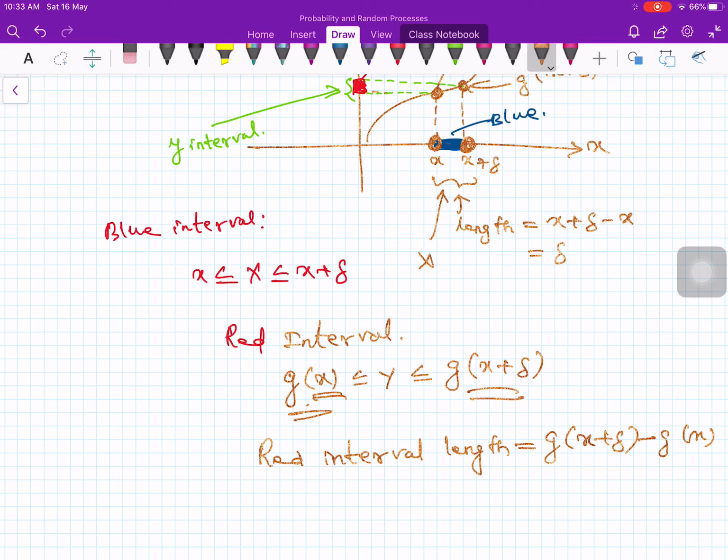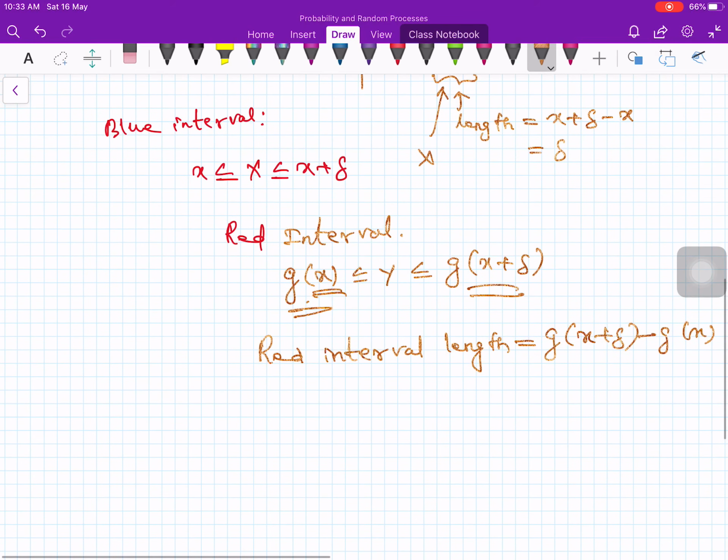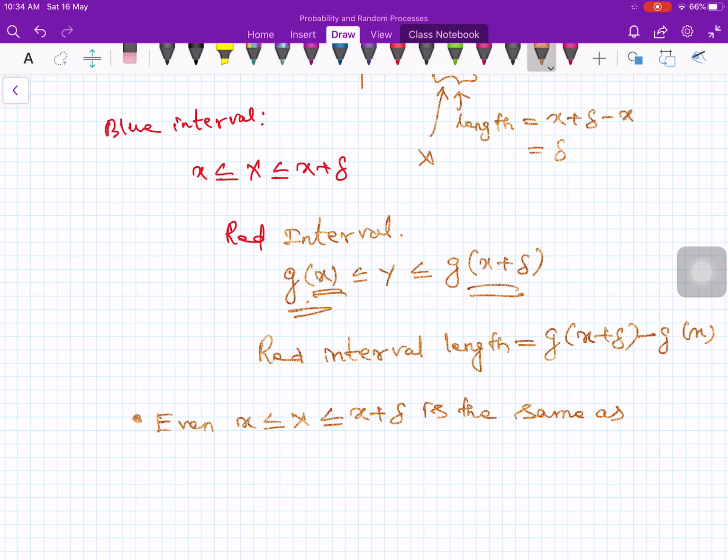Now these two intervals should have the same probability, since they are exactly the same event. Therefore we can write that the event x less than or equal to capital X less than or equal to x plus delta is the same as g of x less than or equal to Y less than or equal to g of x plus delta, so the probabilities should be the same in that case.